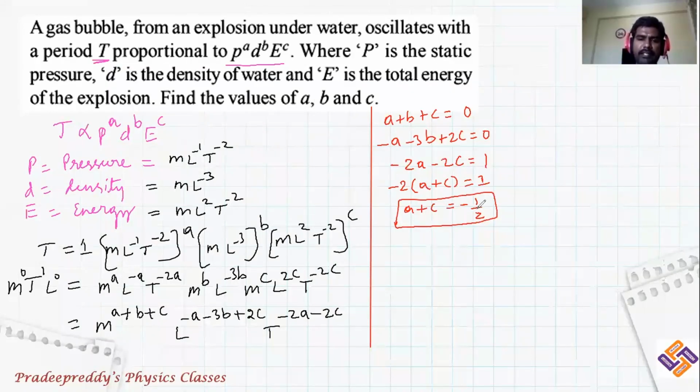Now A plus C I can substitute. A plus C is equal to minus 1 by 2. Take that and substitute in this expression. Minus 1 by 2 plus B is equal to 0. B is equal to 1 by 2. As B is equal to 1 by 2, you can take this B and substitute in this first expression, or you can use that in this expression. See, we have minus A minus 3B plus 2C is equal to 0.